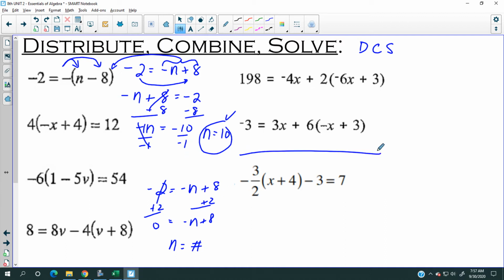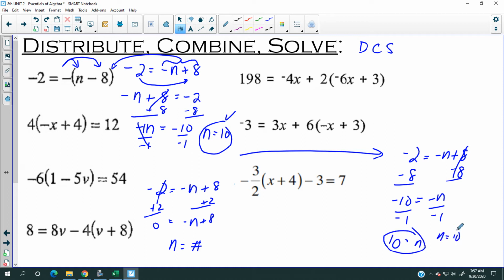So let's take this here and then I'll erase. Again, right? Negative 2 equals negative n plus 8. You subtract 8 because you want to isolate the letter n. So negative 2 minus 8 is negative 10, right? That cancels out. I got negative n, right? Now, same thing. Divide both sides by negative 1. 10 equals n. Same thing, right? N equals 10. Same thing.